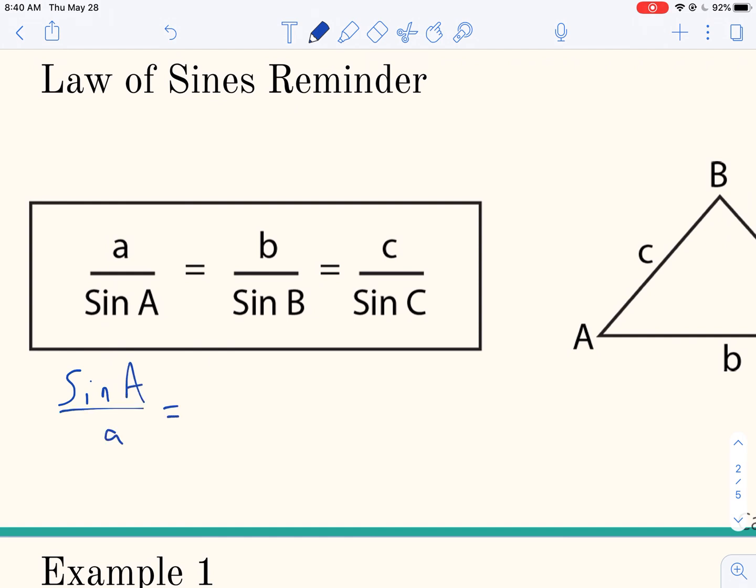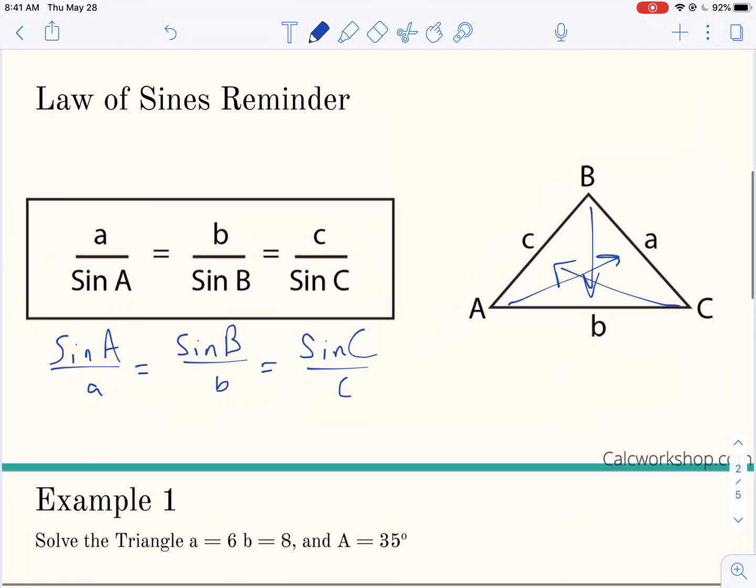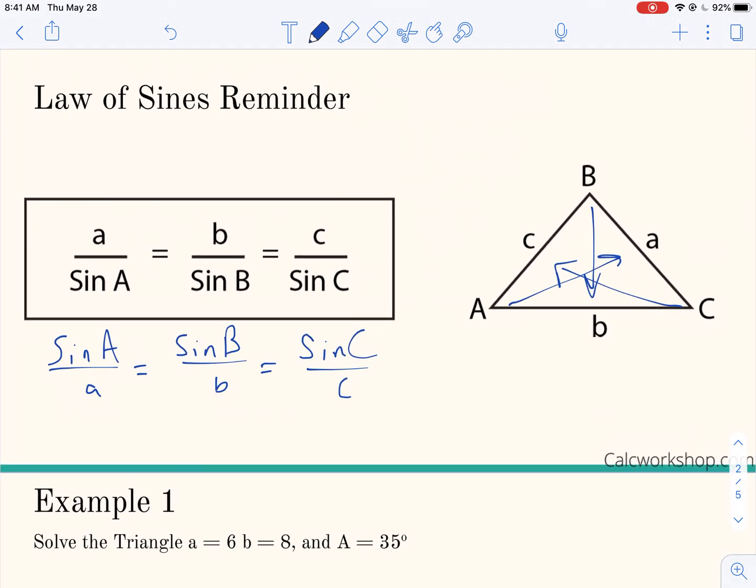Sine of A over A is equal to the sine of B over B, which is equal to the sine of C over C. And again, when we're talking about these, we're talking about opposite sides. So C is opposite the angle C. A is opposite the angle A. And B is opposite the angle B. So we have all of these little facts here.